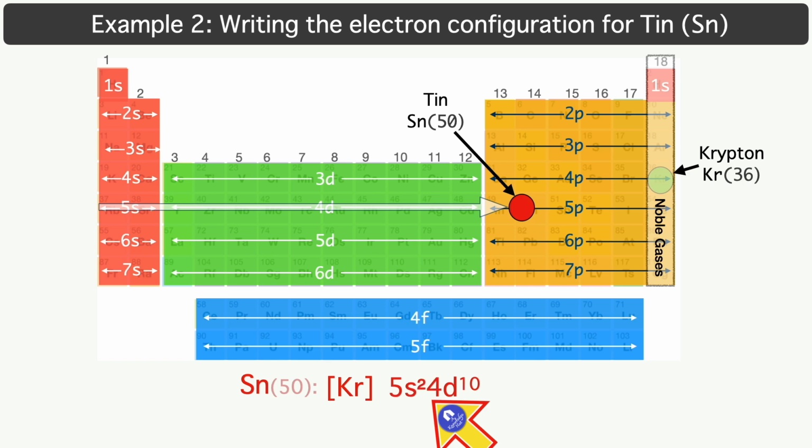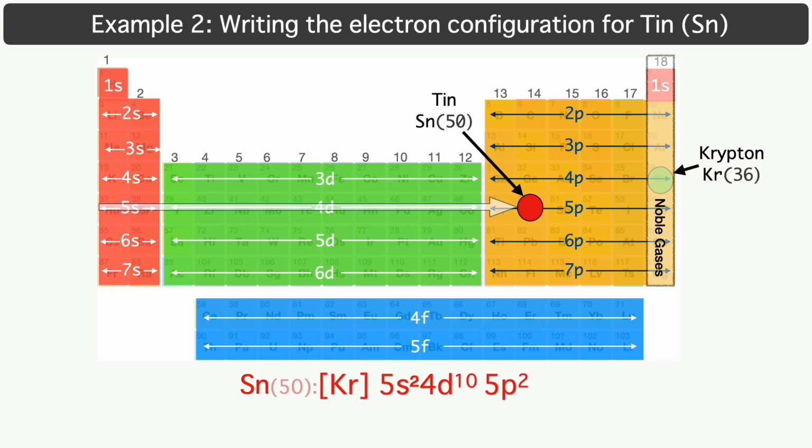Tin is the second element in the P block, so our traversal must stop here. The configuration for P block is 5p2. Step 3. Putting the whole configuration together, we get krypton 5s2 4d10 5p2.